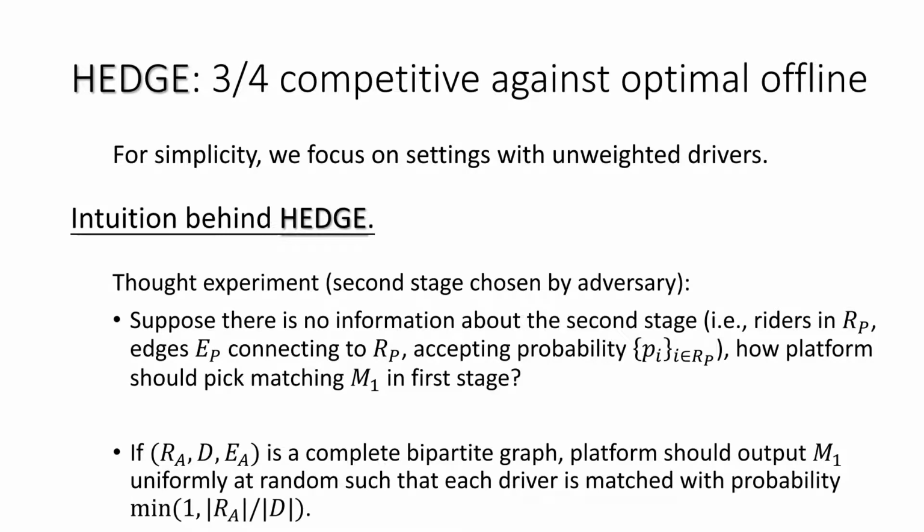Well, if the first stage graph is a complete bipartite graph, then our algorithm should output a matching M1 uniformly at random, such that each driver will be matched with equal probability. In other words, we want to match the drivers in the first stage as uniformly as possible, because we have no information about the second stage. And basically, the question is, how could we generalize this if the first stage bipartite graph is not complete?